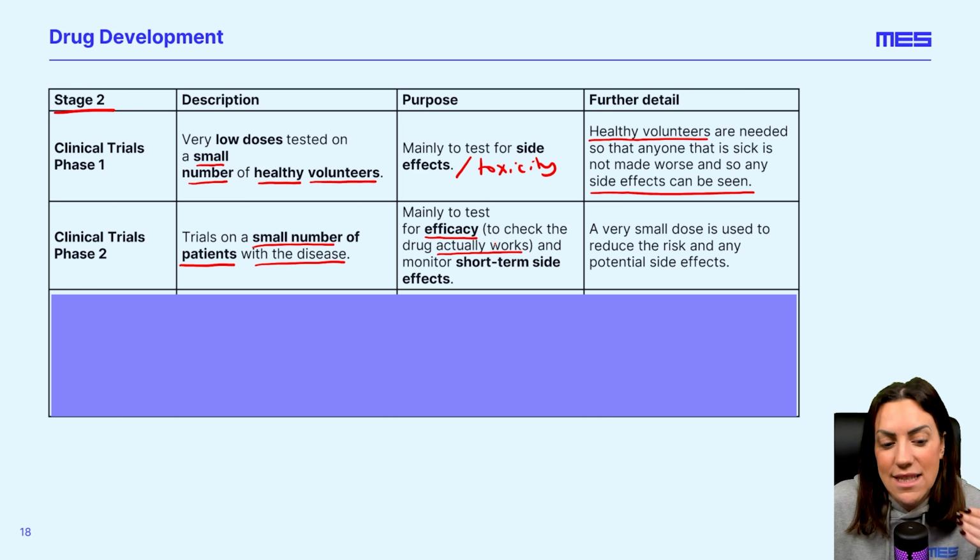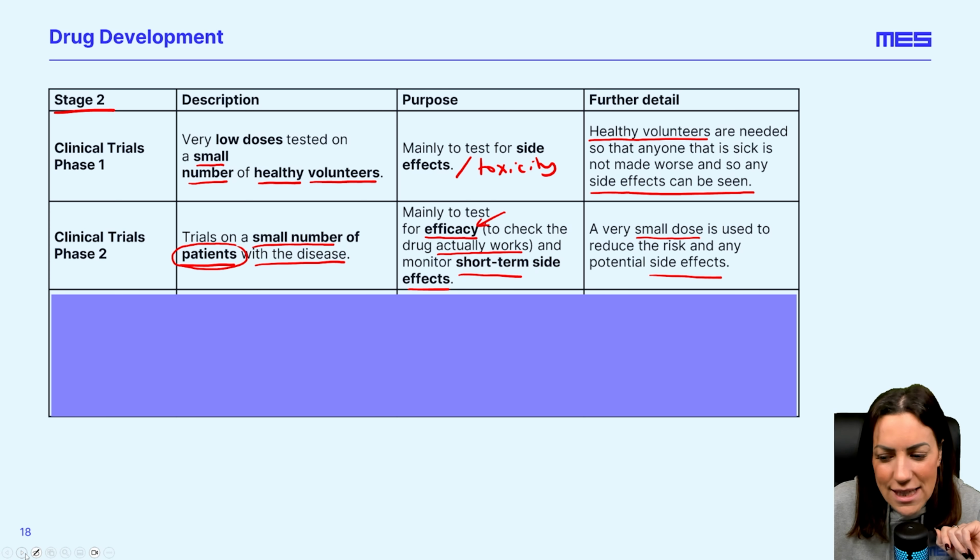So, for example, if this drug is used to treat heart disease, we're going to test it on individuals that have this type of heart disease to see if it actually improves their condition and if it actually works. And as always, we are still monitoring for any side effects, but hopefully we know by this point they're only going to be minor, so we're just monitoring for them. We just use a small dose of the medication to reduce the risk of any side effects. And obviously, we do need to use patients at this point because we are trying to see if the drug actually works, if it does what it says on the tin.